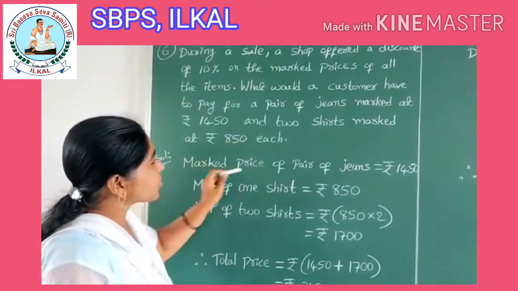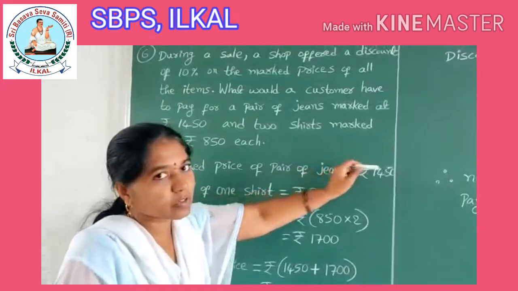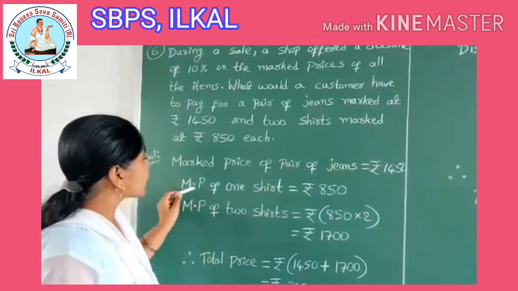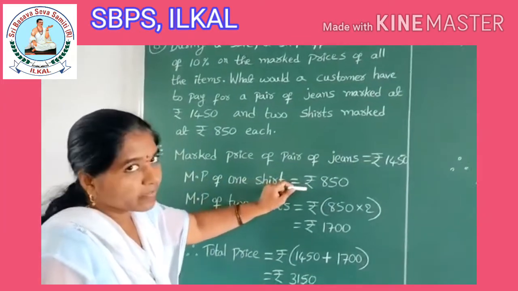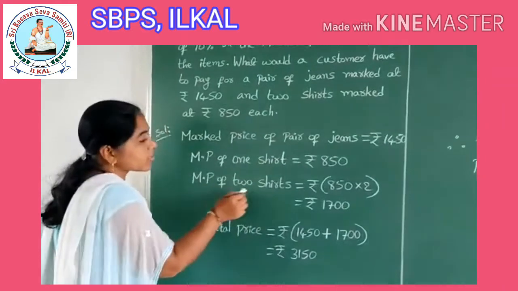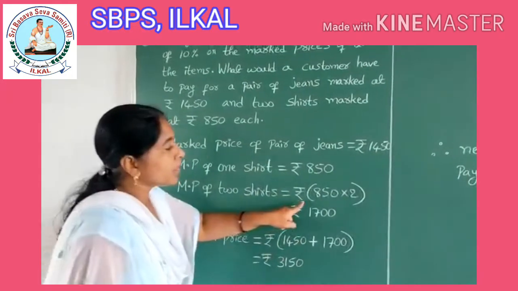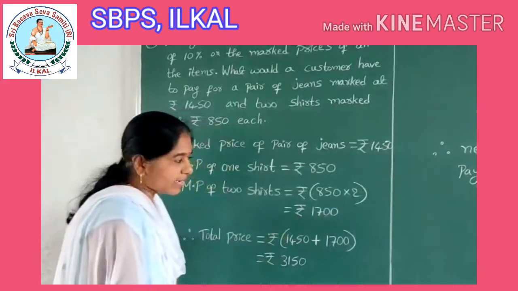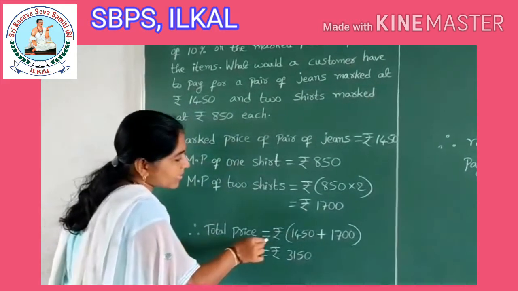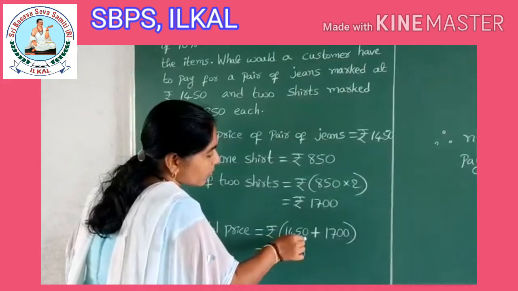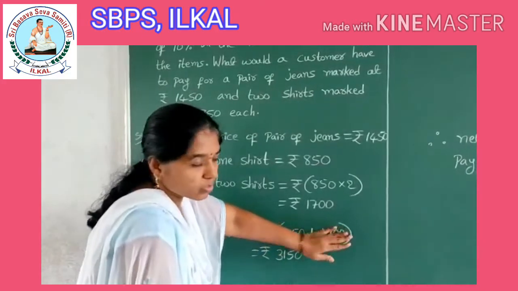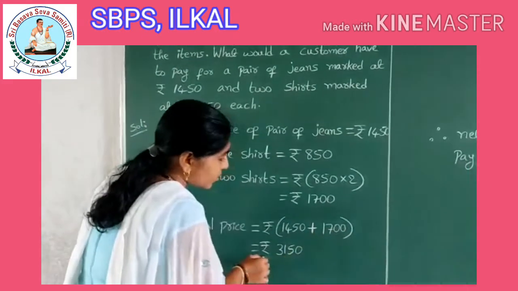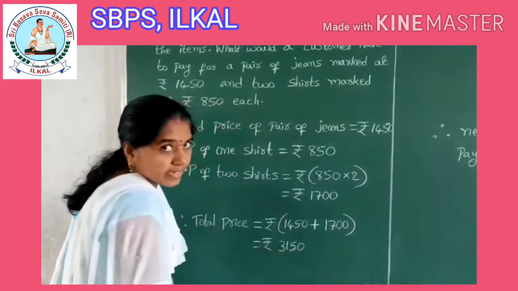Solution. Market price of the pair of jeans is equal to rupees 1,450 they gave. Market price of one shirt is equal to 850 they gave. Then market price of 2 shirts is equal to rupees 850 into 2, which gives 1,700. Therefore, total price is equal to rupees 1,450 for jeans and 1,700 for 2 shirts, which is equal to rupees 3,150.